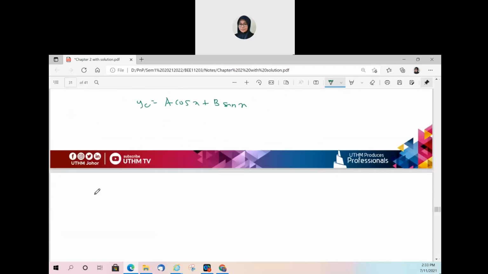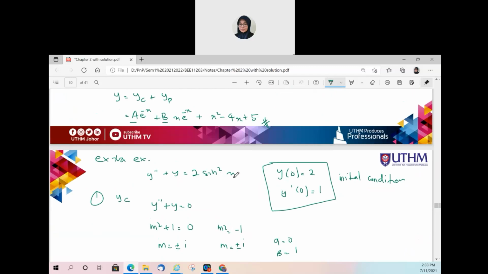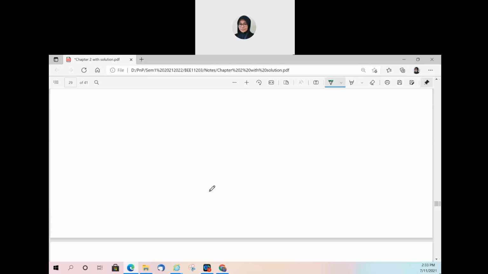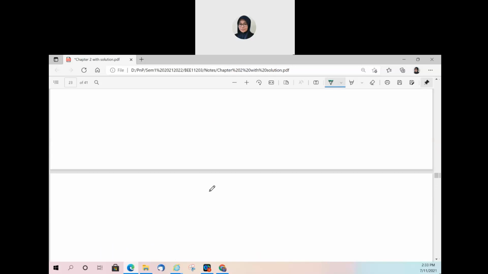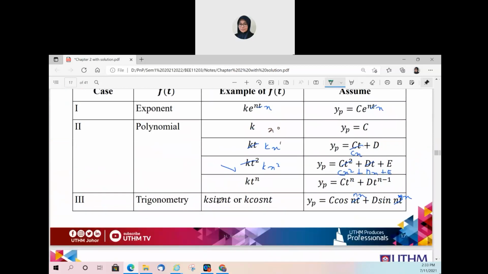Okay, so now we find YP. YP is based on your f(x). So here your f(x) equals 2 sine square x. So refer dekat table. You have to refer to the table here. This is the trigonometry.